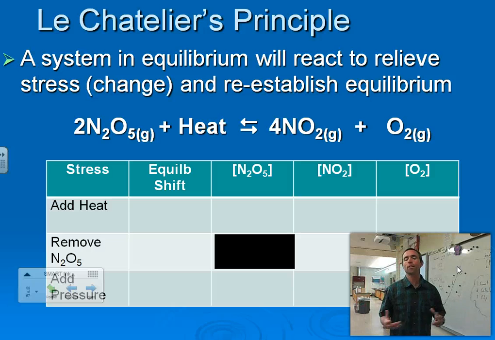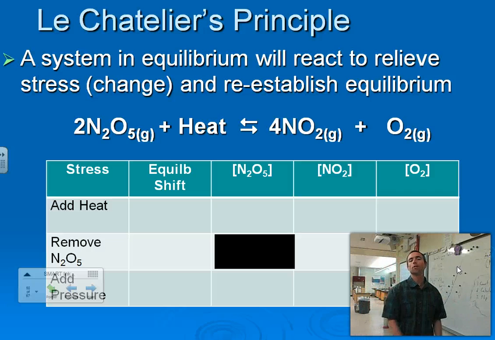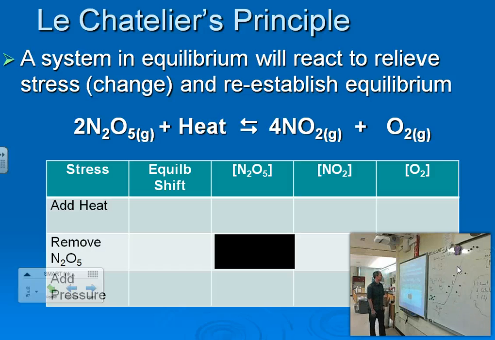And again, just to review the principle, if you stress a system at equilibrium, the system shifts to relieve the stress. If you add a reactant or product, it's going to shift to remove the reactant or product. If you remove a reactant or product, it's going to shift to replace what you took away. So we got into a few examples, and I want you to be able to think through these. So here's a good example.